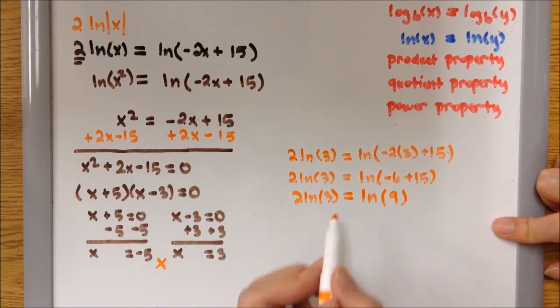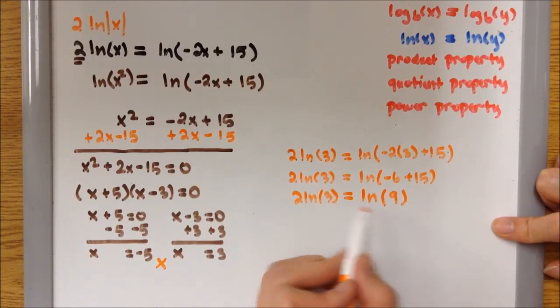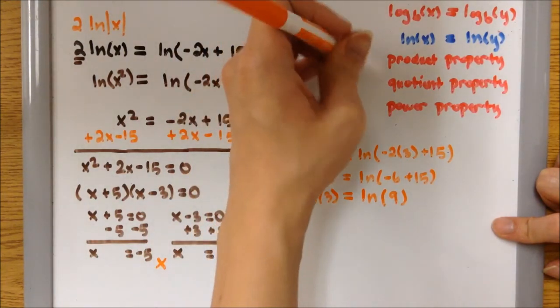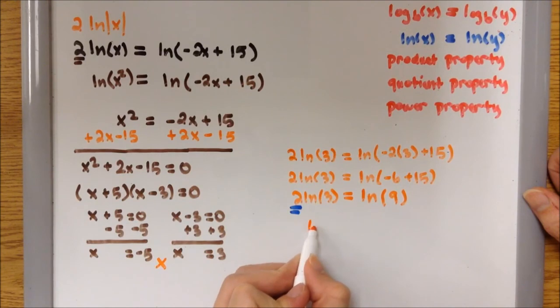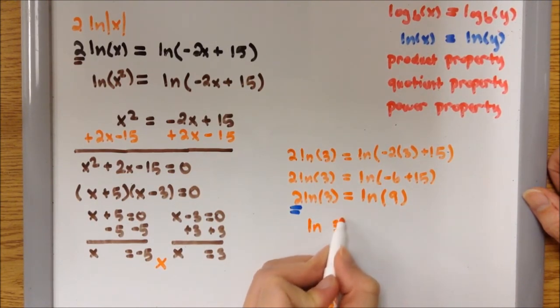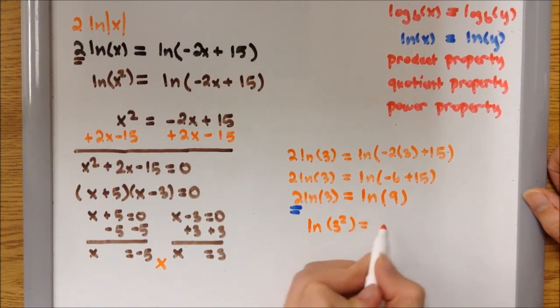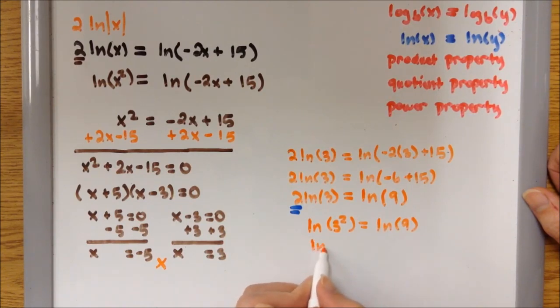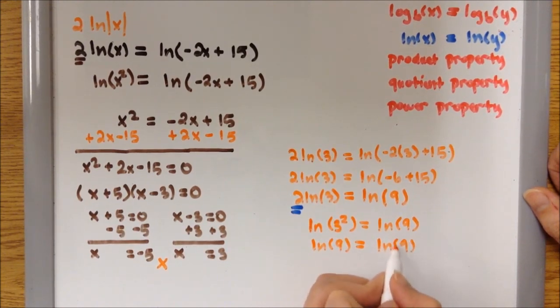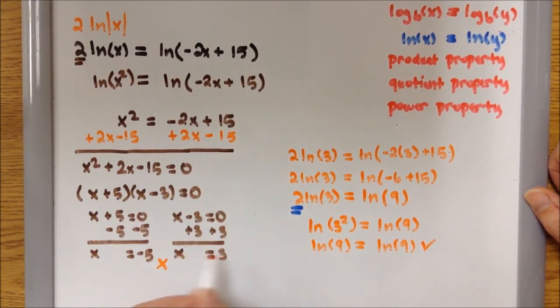Now, this we check. Alright, both natural logs have positive numbers, so we're good to go. Then we can apply one of these properties. Here, I'm going to apply the 2 as an exponent by using the power property. Using the power property, we're going to have natural log of 3 squared equals natural log of 9. So here we have natural log of 9 on the left and natural log of 9 on the right. So we see that it works. Therefore x equals 3 works.